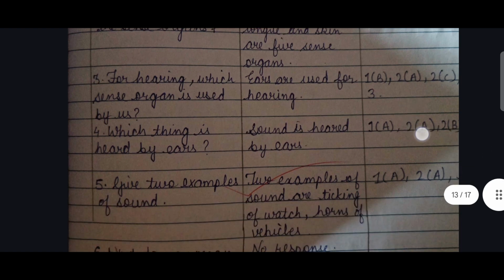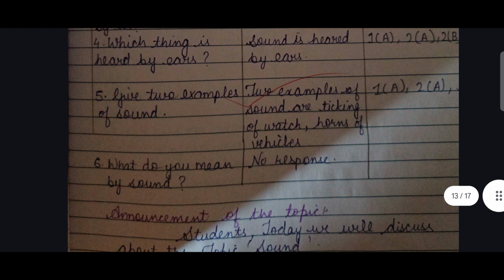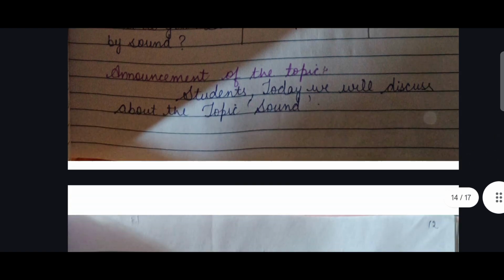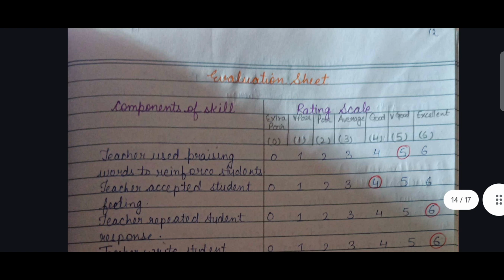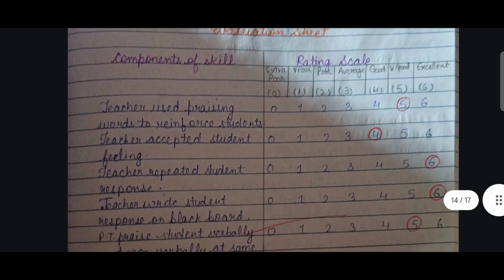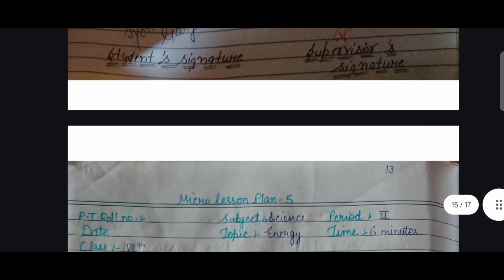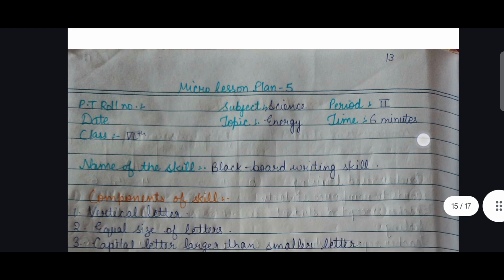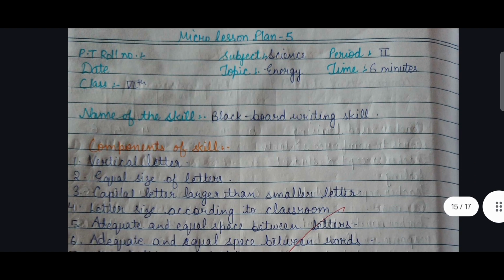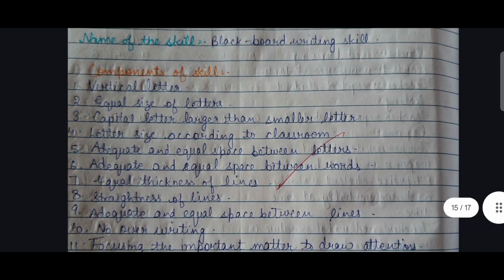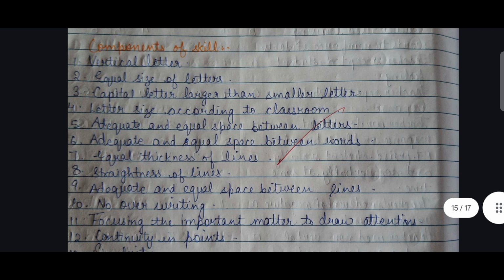Now the presentation, again it's the same: pupil teacher activity, pupils activity, and components. Then again the evaluation sheet, with components on one side and rating scale on the other side. Then the student's signature and supervisor's signature.